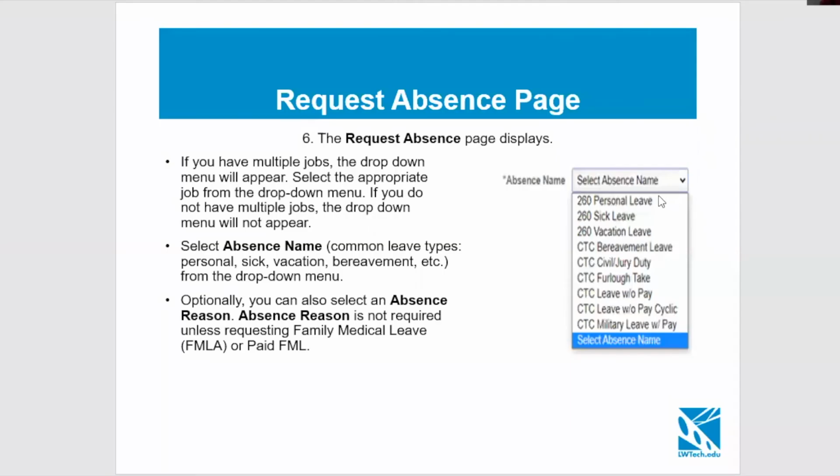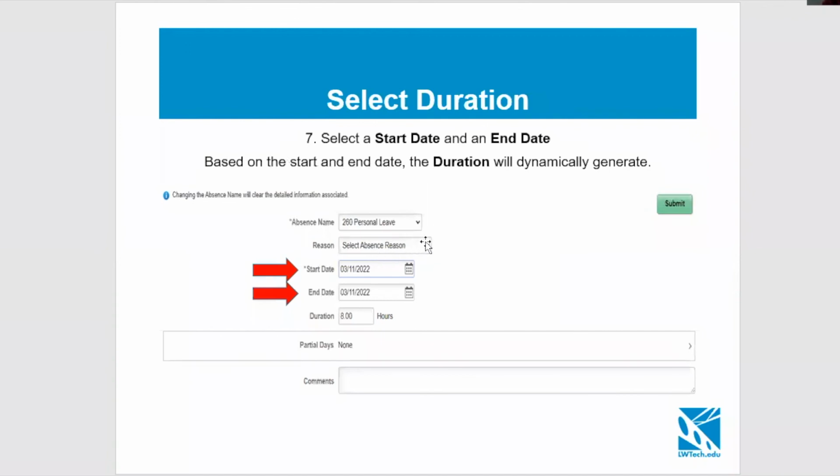Any other questions? So FMLA, there is not a designated type that you have to use. That's a reason you're using your sick or your vacation. So again, let me share my screen. Again, the absence I'm choosing is either personal, sick, or vacation. It's just the reason I am taking it is for FMLA or PFML. And we have to record that for tracking purposes because there's only so much time allowed.